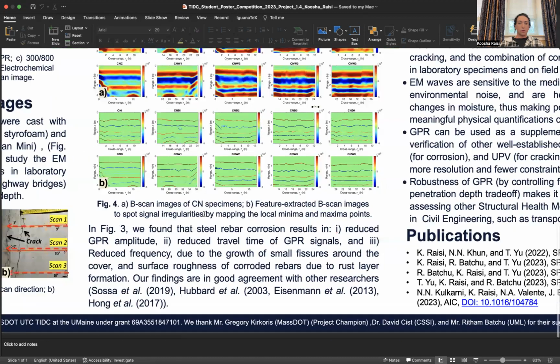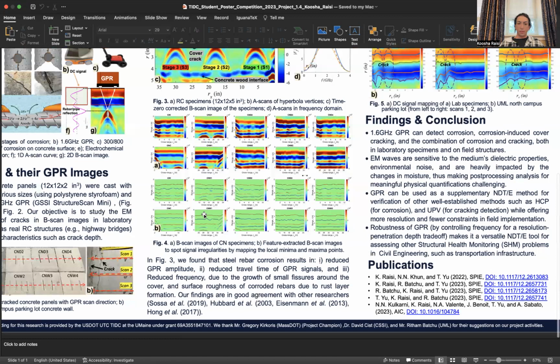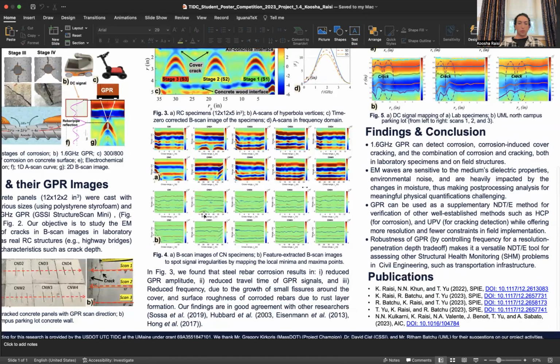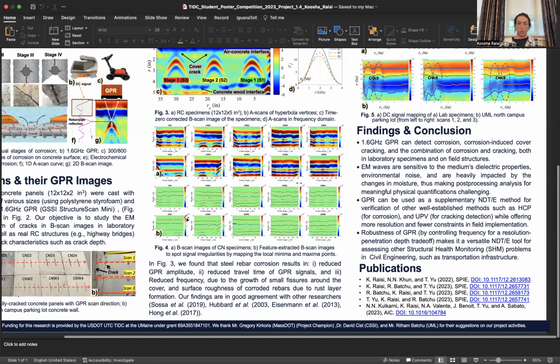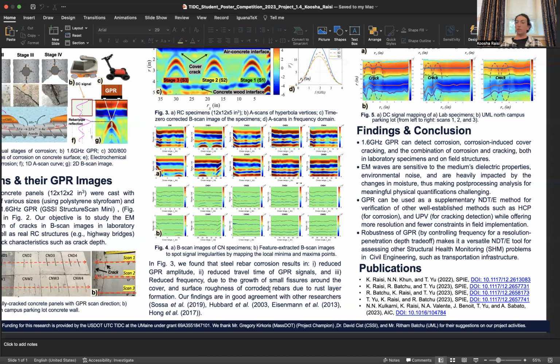And so doing this ACT experiment and assessing it with GPR, we found out, for the conclusion of figure 3, that steel rebar corrosion results in reduced GPR amplitude, reduced travel time, reduced frequency. And the reason for that is the growth of small fissures around the cover. So one thing is the material surface roughness of the corroded rebars due to rust formation. And our findings are in good agreement with other researchers, especially some of the older researchers who were pioneering in this research many years ago.